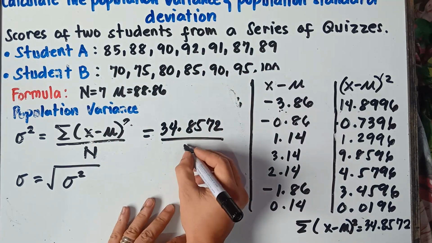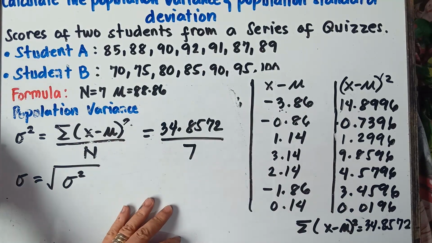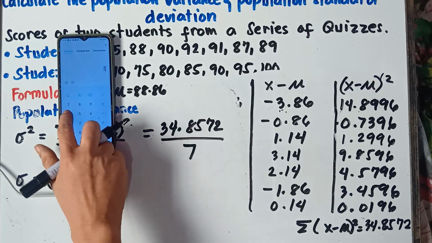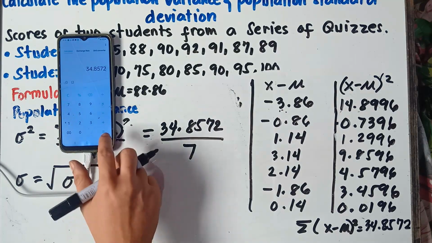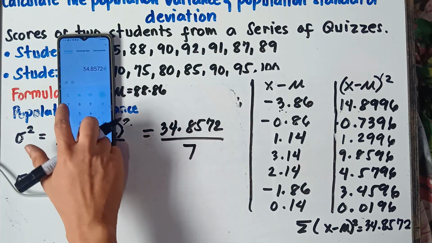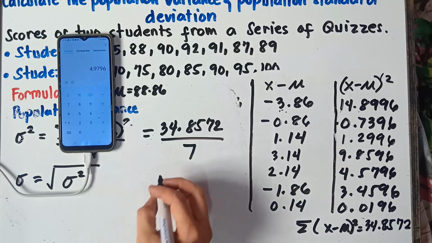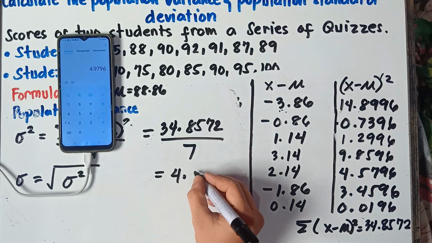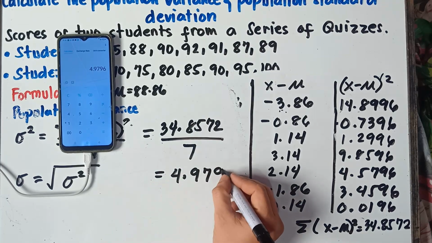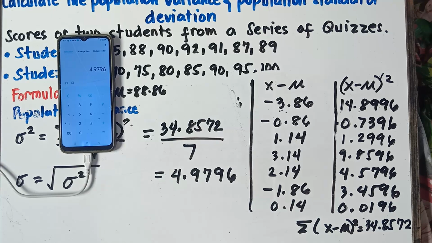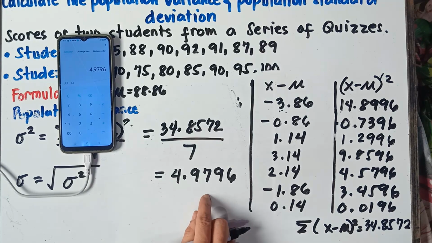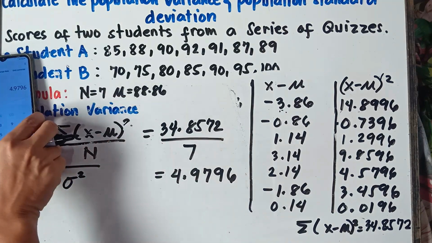That would be 7. So 34.8572 divided by 7, and the answer, class, is 4.9796. And we're all set, class, for the population variance. That's the answer for the population variance.